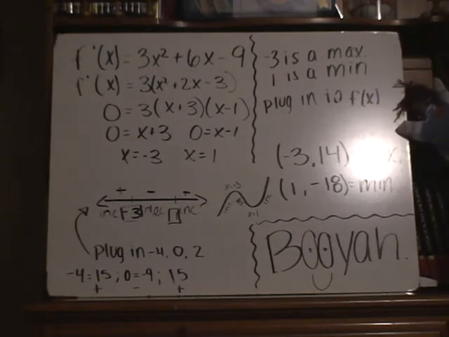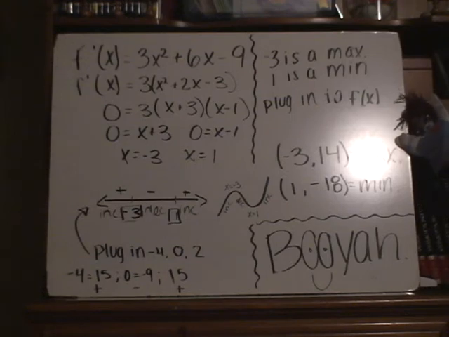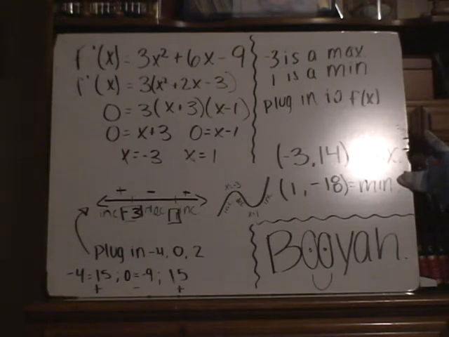When you plug in -3, you get 14, so you know the maximum is at (-3, 14). And when you plug in 1, you get -18, so you know the minimum is at (1, -18). Booyah!